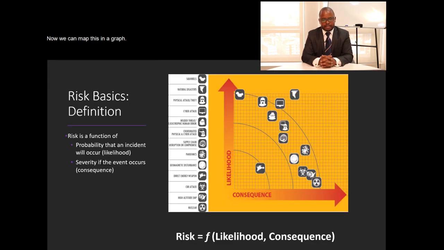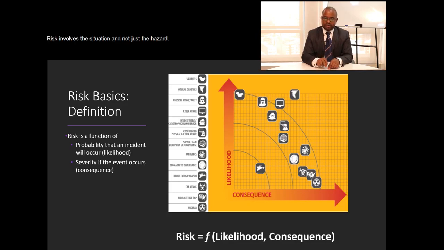Now, we can map this in a graph. Risk is a function of an incident occurring and the consequence that the incident would result in. If the likelihood of an incident happening is low and the consequence is also low, say a burn, we say that the consequence is low. On the other end, a consequence that would be very high is death. So if the likelihood of an incident is very high and the consequence is very high, then we say the risk is very high. If the likelihood of an incident occurring is very low and the consequence is low, then we say the risk is low.